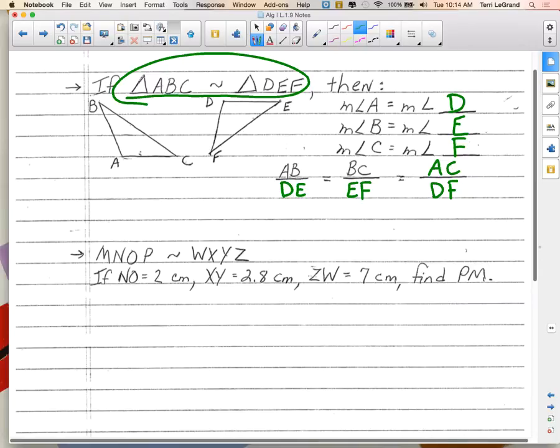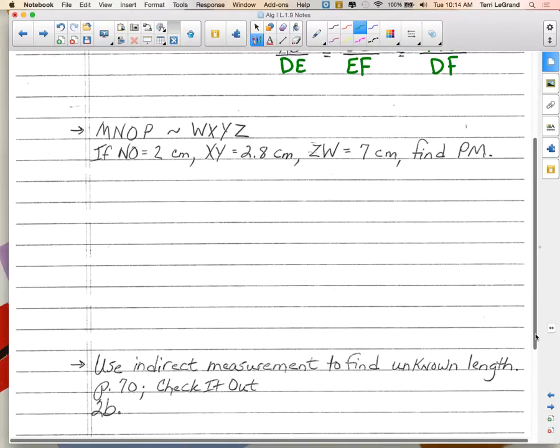Okay, so then I want you to do this one for me. If quadrilateral MNOP is similar to quadrilateral WXYZ, and if the length of side NO is 2 centimeters, and the length of XY is 2.8 centimeters, and the length of ZW is 7 centimeters, find the length of PM. How are we going to do that? We don't even have a picture here.